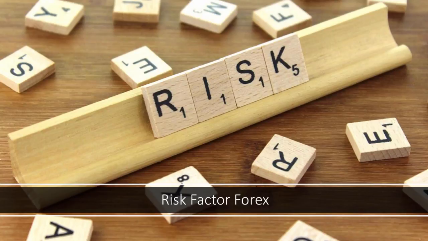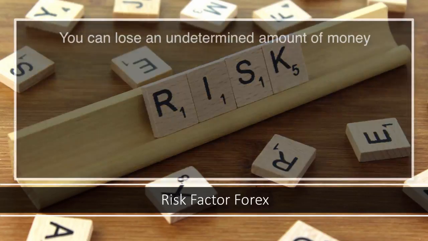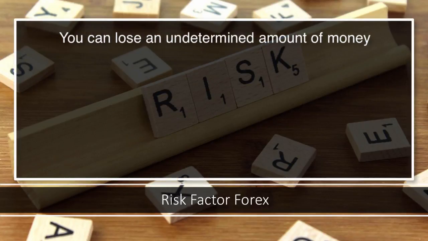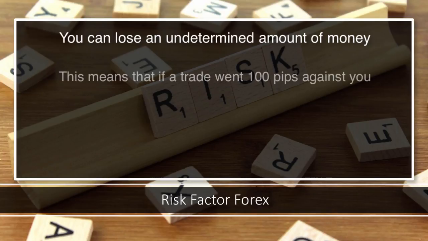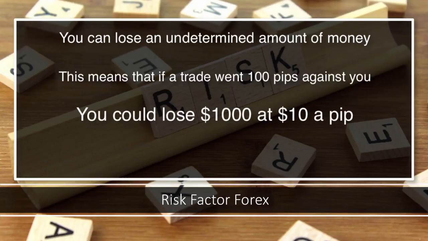With Forex, you can lose an undetermined amount of money as you're essentially selling or buying the currency until you stop selling or buying that currency. So this could mean that if you want to sell a currency at $10 a pip, but the currency actually increases in price by 100 pips, then you would have lost $1,000, or you'd be negative $1,000.